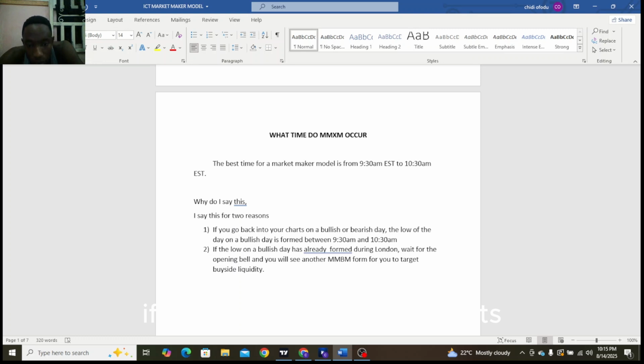If you go back in your charts, if you are bullish or bearish for the day, the low of the day on a bullish day is formed between 9:30 a.m. and 10:30 a.m. If the low on the bullish day has already been formed during London, wait for the opening bell by 9:30 and you will see another market maker buy model form for you to target buy side liquidity.